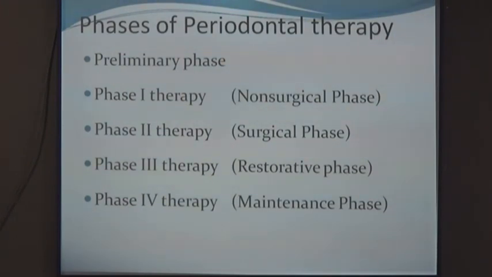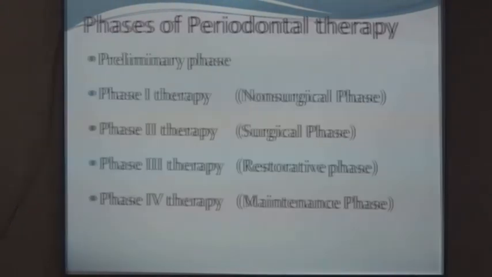Phases of periodontal therapy 1, 2, 3, 4: non-surgical, surgical, restorative, maintenance. See, preliminary phases, phase 1, phase 2, phase 3, phase 4. I want you to understand two different things. This is phases of periodontal therapy. This is different from phases of maintenance therapy.